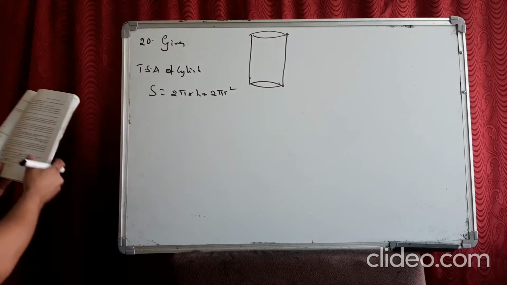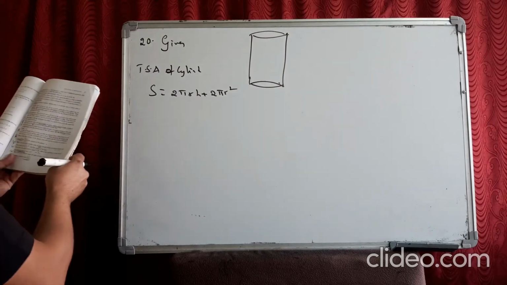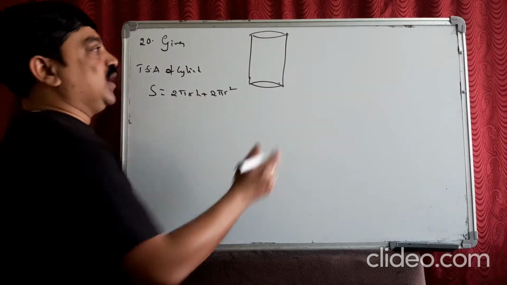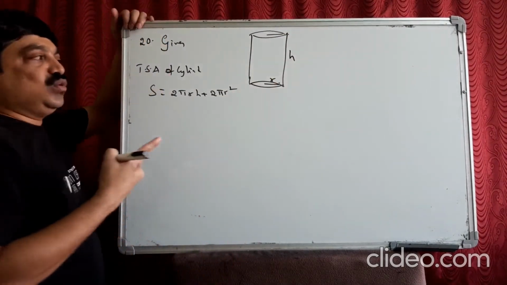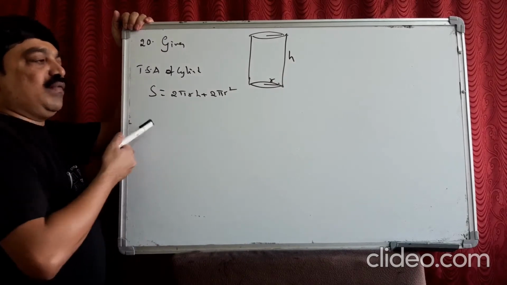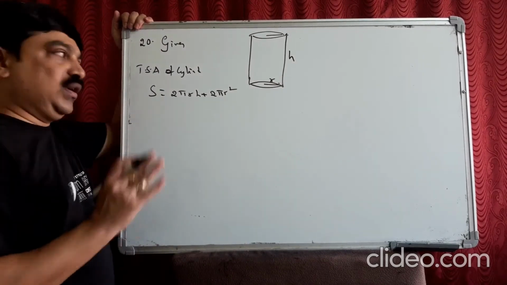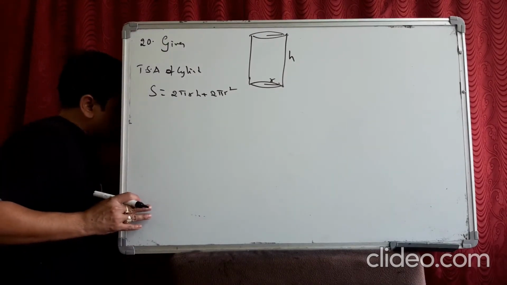And what did they say? Maximum volume when the height is equal to the diameter of the base. We have to prove that height will become the diameter of the base. Radius is r, h equal to 2r. h equal to 2r when it is maximum volume. Okay, let us see.